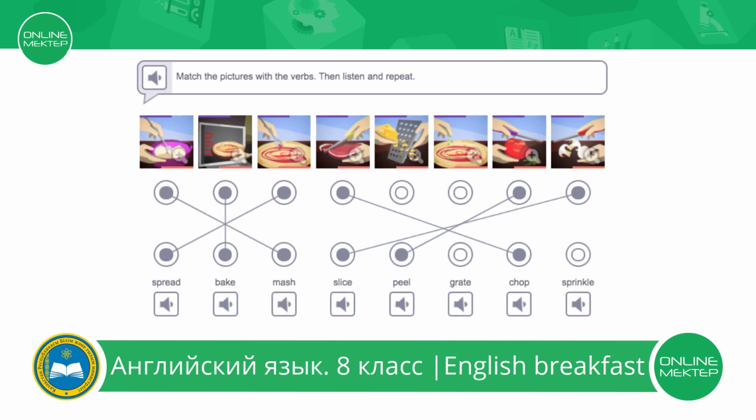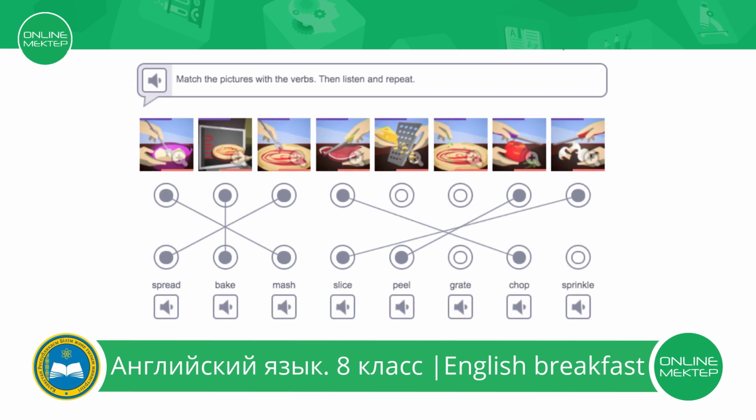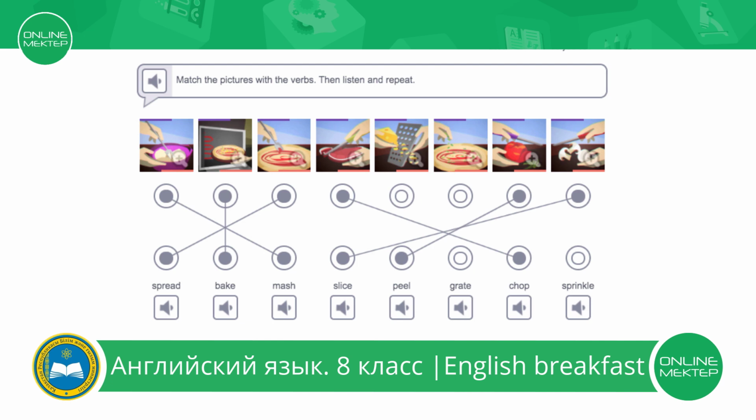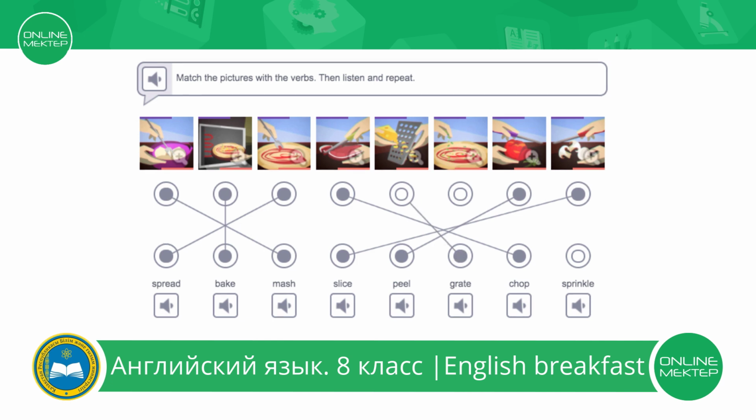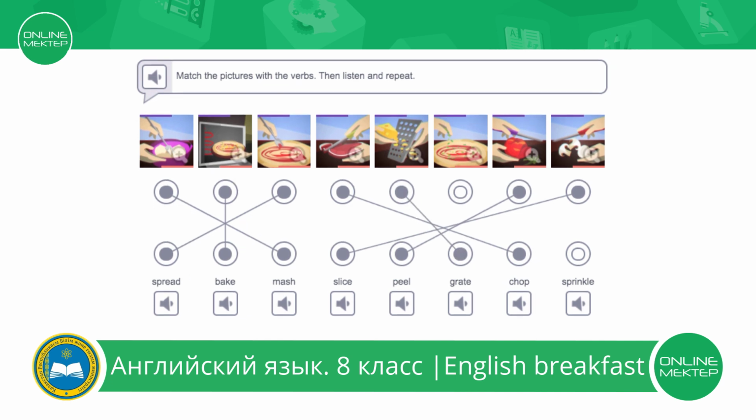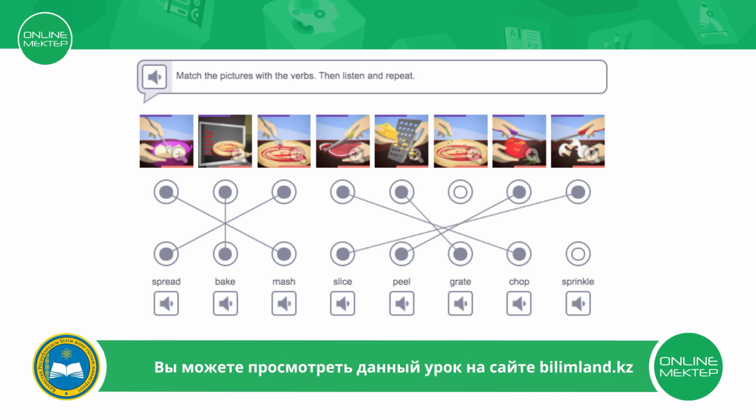Very good. Next word is grate. Grate means to rub food against a grater in order to cut it into a lot of small pieces. For example, grated cheese. Listen and repeat, please. Grate. And last word is sprinkle. Sprinkle means to drop a few pieces or drops of something over a surface. Listen and repeat, please. Sprinkle. Very good. Now let's check.